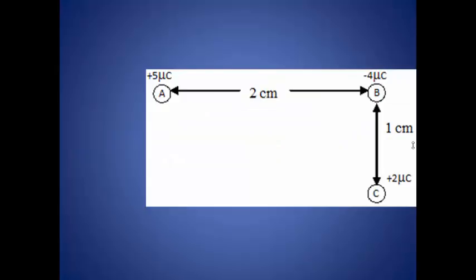Now let's make things even more interesting. Of course, in real life, the chances of particles lining up in a perfect line for us is probably pretty slim. In this case, we have to look at the x and y components of the overall force acting on each particle.